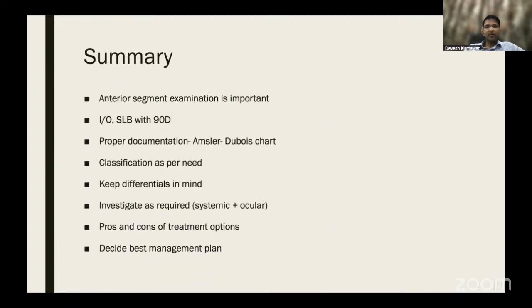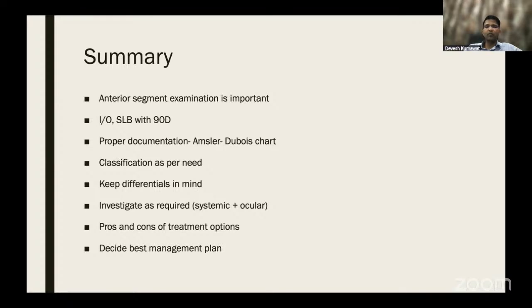To summarize, when we are working up a long case in retina, anterior segment examination is also important. Don't miss anterior segment findings. Don't just restrict yourself to an indirect ophthalmoscopy examination. Perform a slit lamp biomicroscopy examination. Document that you have done the slit lamp biomicroscopy examination, and document that in addition to the indirect ophthalmoscopy, what additional findings you have observed.